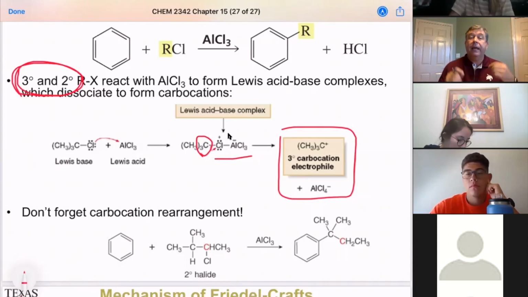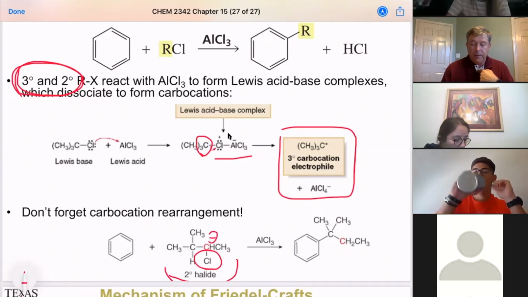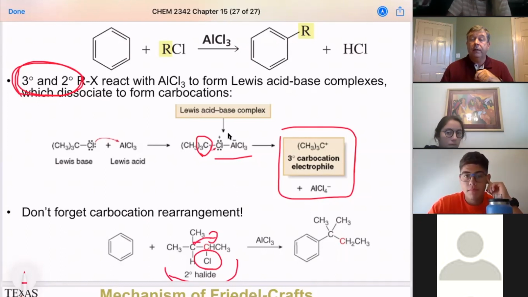If you have a secondary alkyl halide, you have to worry about carbocation rearrangements. Remember, if it can rearrange to a tertiary carbocation, it will rearrange to a tertiary carbocation. So if we look at this secondary halide here, notice that we started with it on this bond here, on this carbon here. But once you form that carbocation here, it could do a 1,2 hydride shift and form the carbocation over here as a tertiary carbocation.